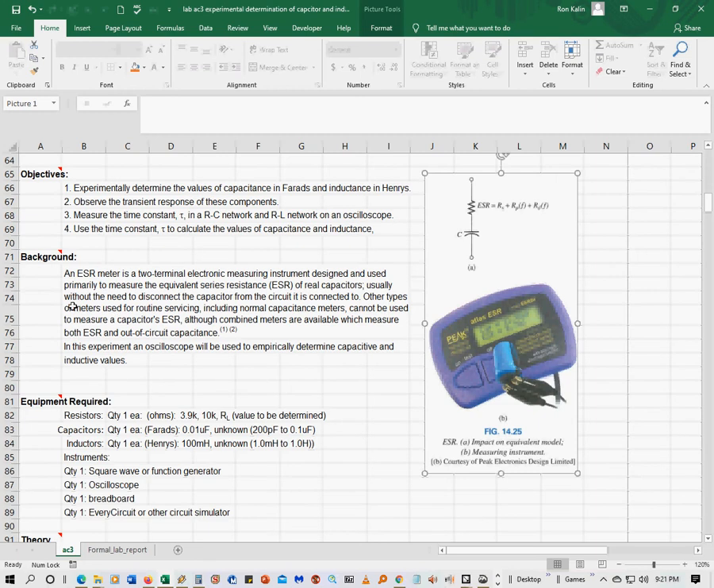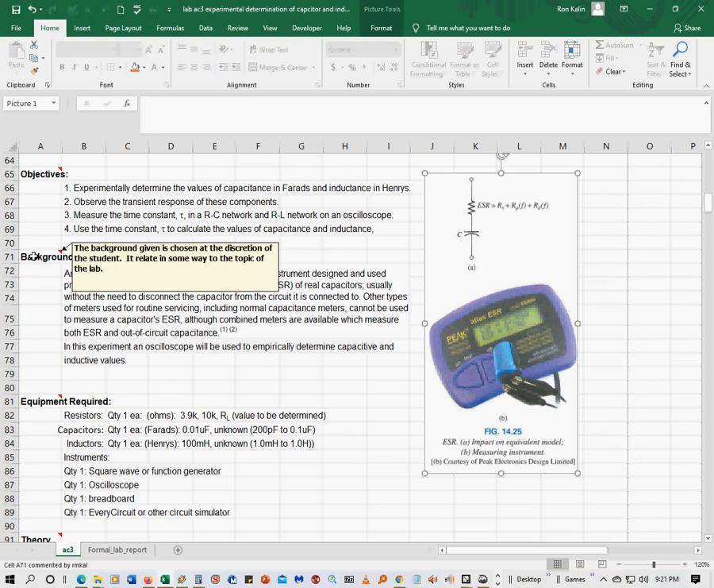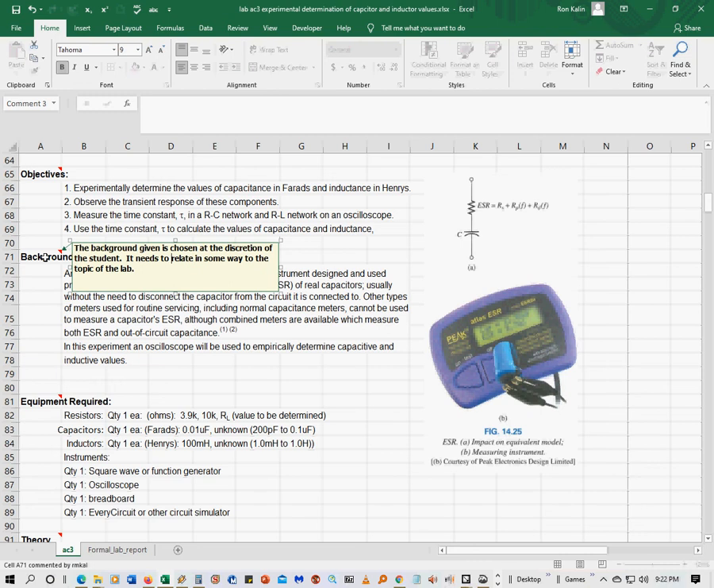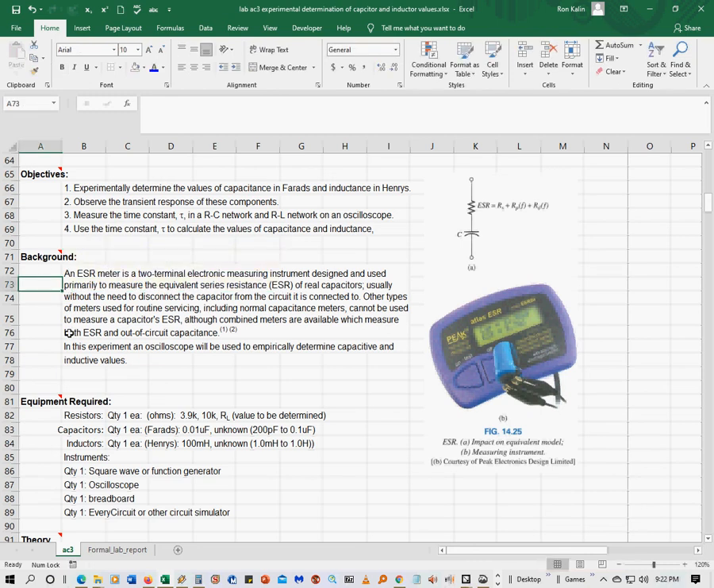One important point here, I put a background, and this is chosen at the discretion of the student, meaning that what you say here needs to relate in some way to the topic of the lab. So I put a note in there on that. You do not have to do the lab in Excel. You can do it in Word as long as, like I said, it's clear and neat. You could do it in either or.